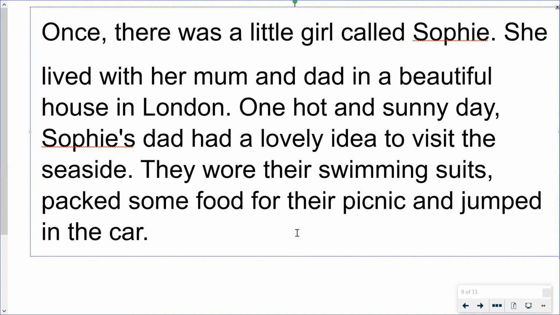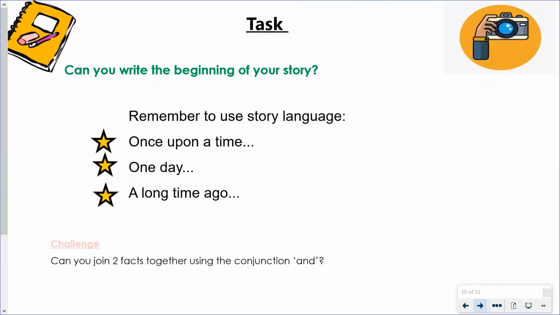So can you now go and start writing your own introduction? Your task today is to begin to write your story. Remember to use story language. For example, we know a lot of stories begin with once upon a time, or one day, or a long time ago. Remember to use some features of a narrative in your writing.